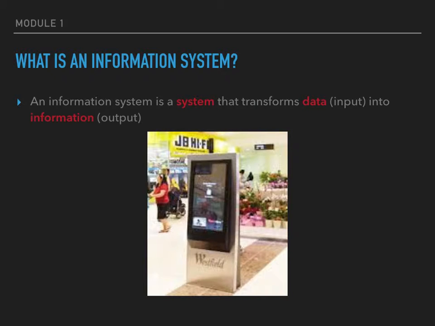Okay, what is an information system? An information system is a type of system that transforms data, which is the input, into information, which is the output. I've put there a screenshot of the Westfield's information kiosks, which are touch screens, and they're a really good example of an information system because they take the data or the input, which is what I enter, whether it be a store name or a category of store, and then the output is displayed, which is how to get there, if it's a map, or alternatively, the stores that fall under that category.